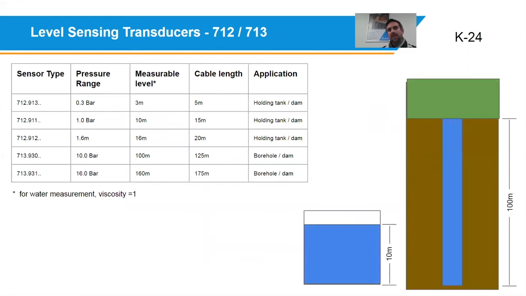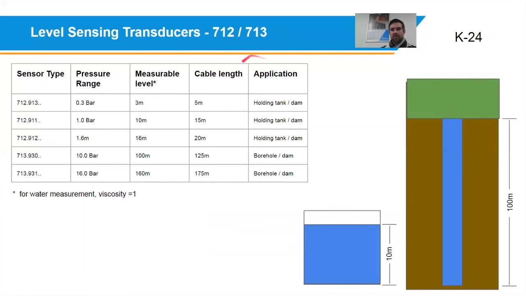Okay, looking at the level sensing transducers, so moving away from constant pressure and looking at constant level as a closed loop function, we obviously need to use different types of transmitters. So for that, we'll use the type 712 and 713. If you go to page K24, you'll see them there on the bottom right.